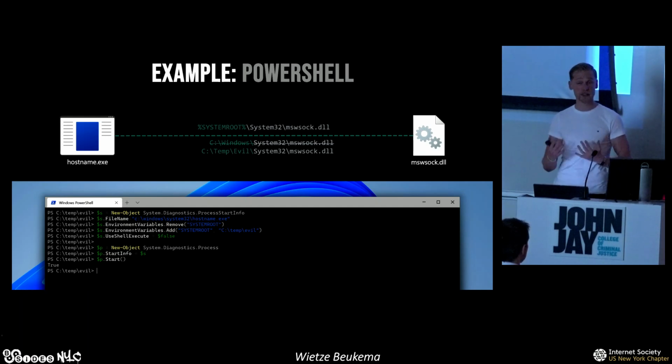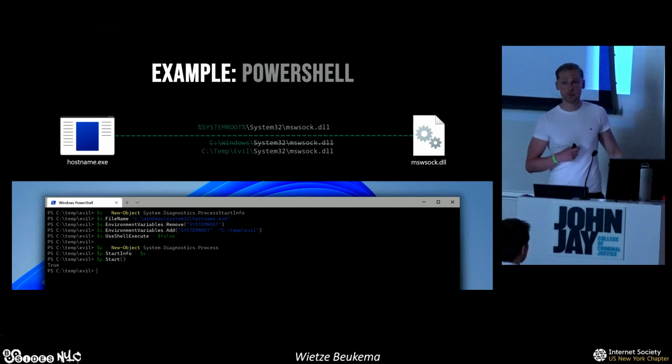So if I now start hostname.exe, but change that SystemRoot value, so normally it's C:\Windows, if I now change it to C:\temp\evil, I might be able to trick it into loading my DLL.